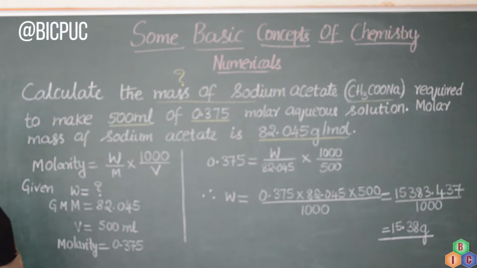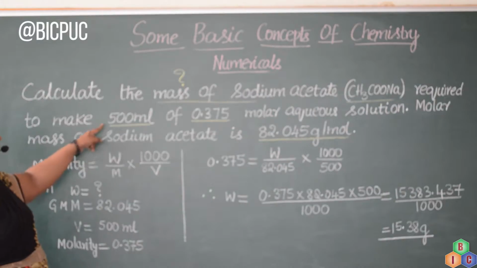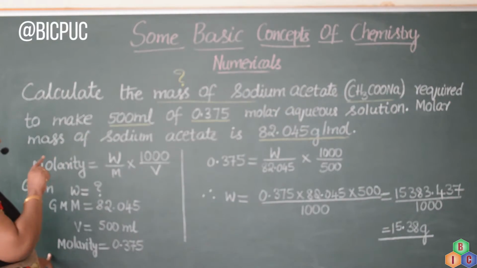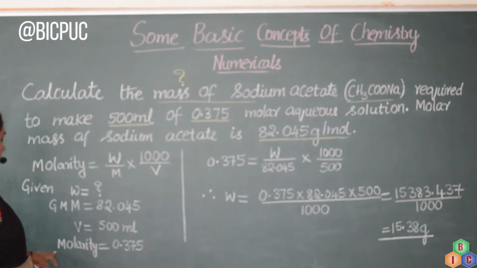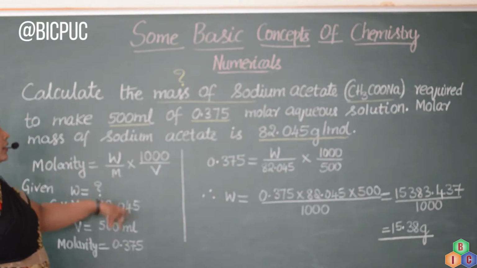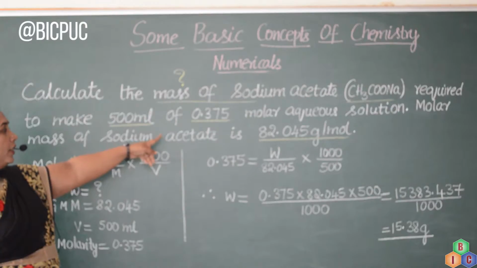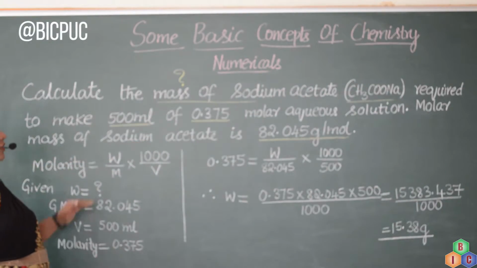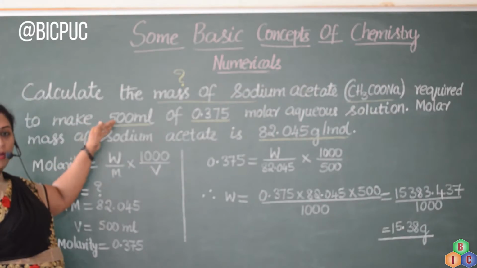82.045. Then volume is also given to us. What is the volume? 500 ml. And a molar aqueous solution is the molarity that is given to us. The value given is 0.375. So, we have written all the things given as per the problem.